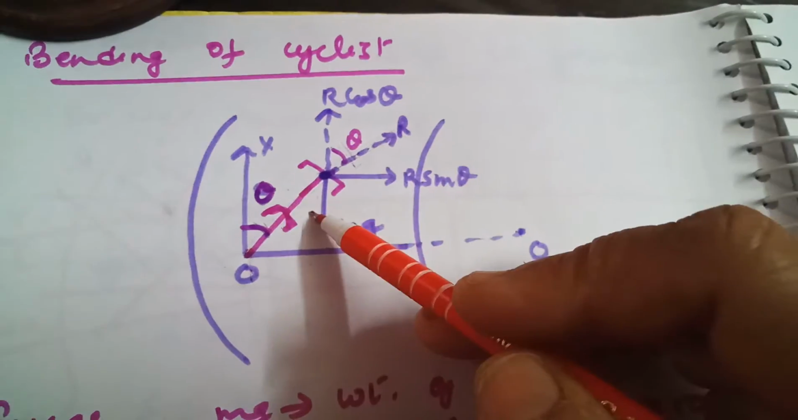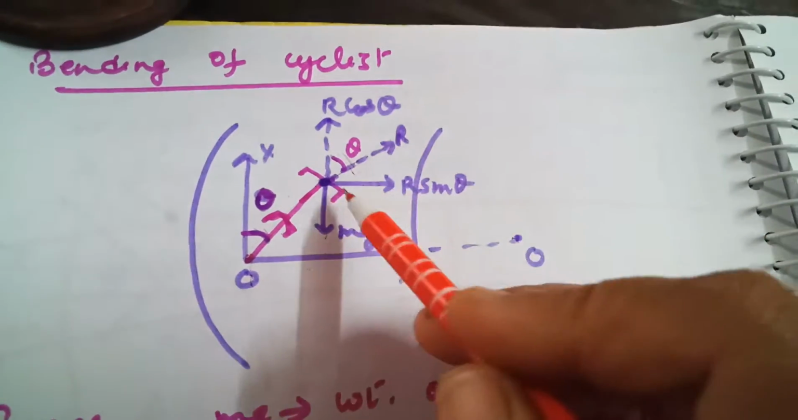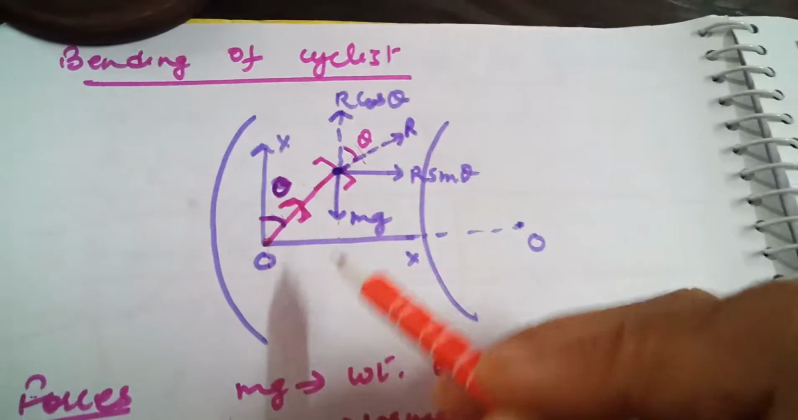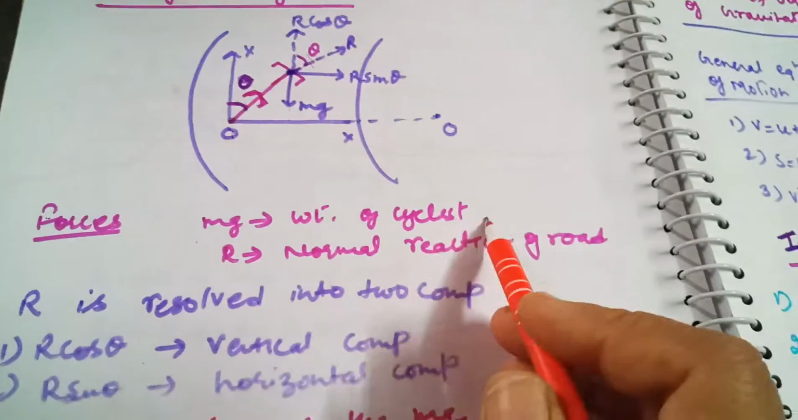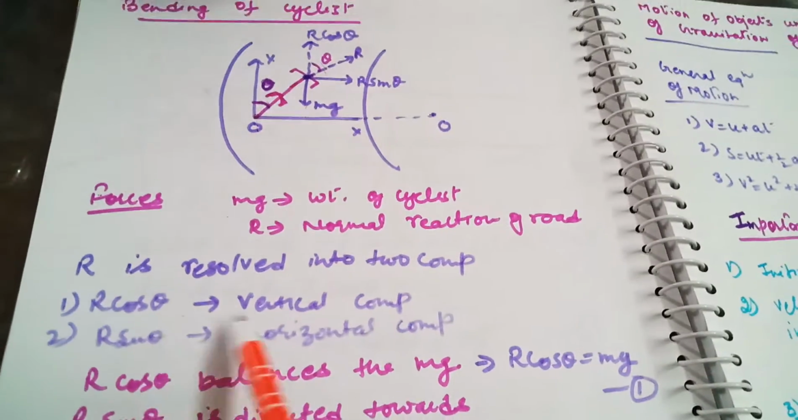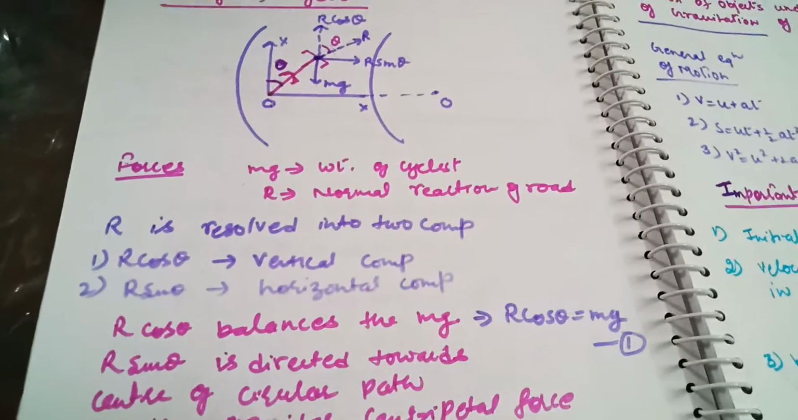So R is resolved into two components, vertical R cos theta and horizontal R sin theta, because it makes angle theta with the vertical direction. Okay, so these are the forces: weight of the cyclist, R normal reaction of the road. R is resolved into two components, R cos theta vertical and R sin theta horizontal.